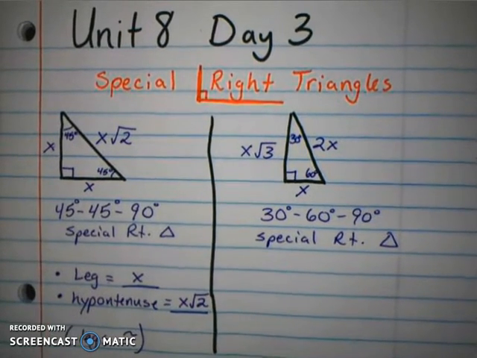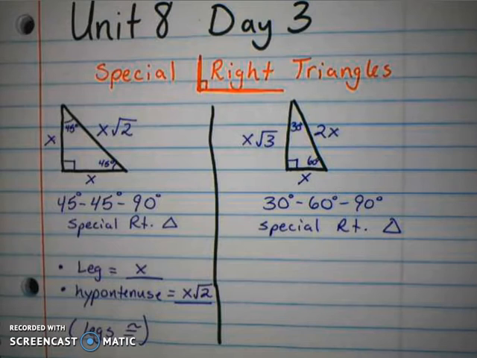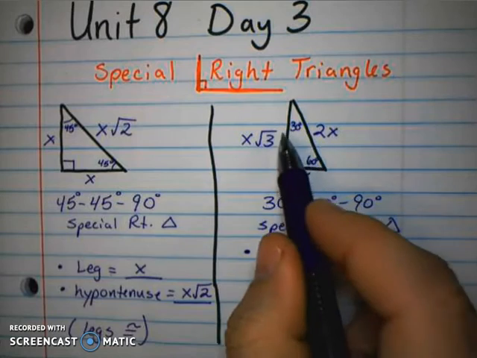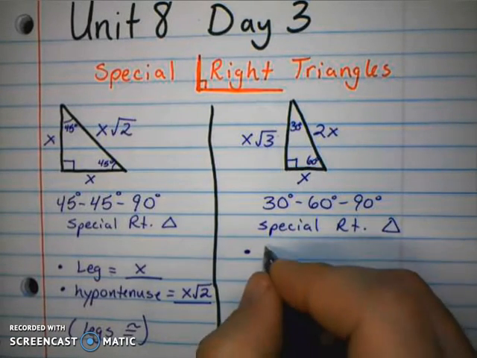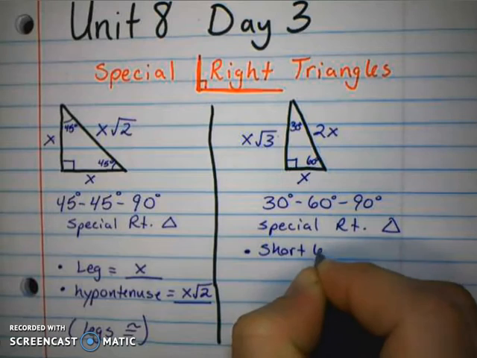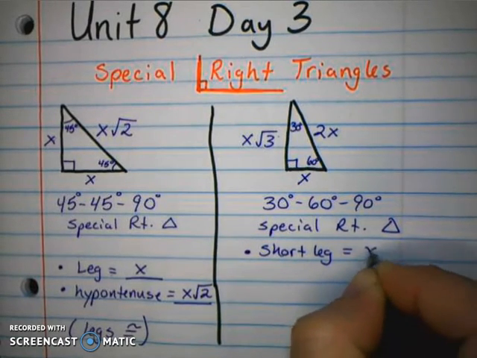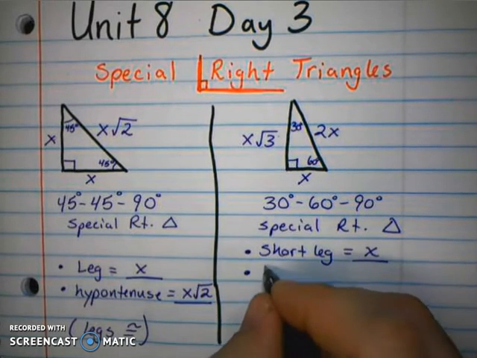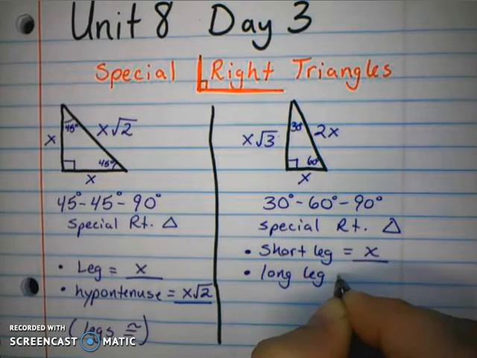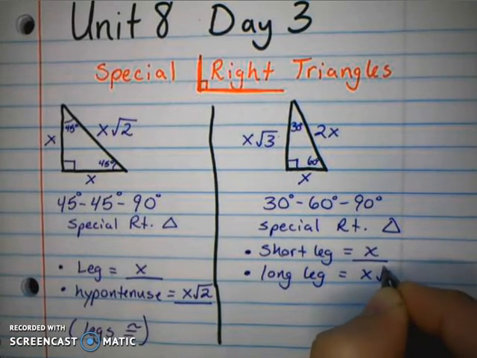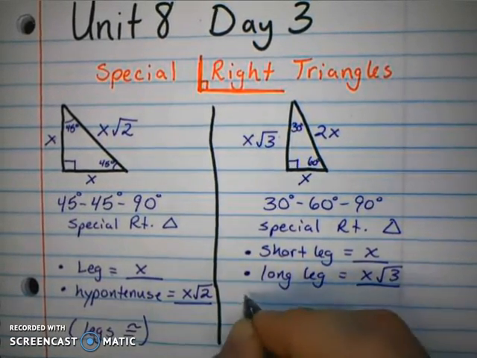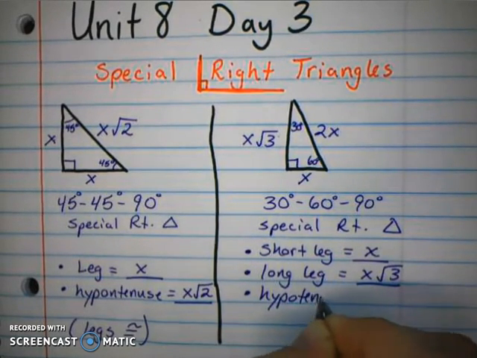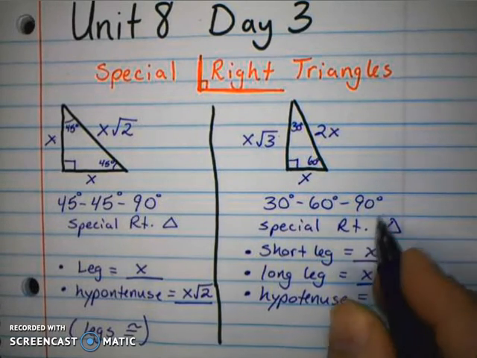Now, in a 30-60-90, we have a little bit different relationship. We have a shorter leg and a longer leg, and that's the terminology we're going to use. In this case, we call the short leg x to help us understand the relationship. And the long leg is that same short leg times the square root of 3. And then the hypotenuse is just twice the short leg.